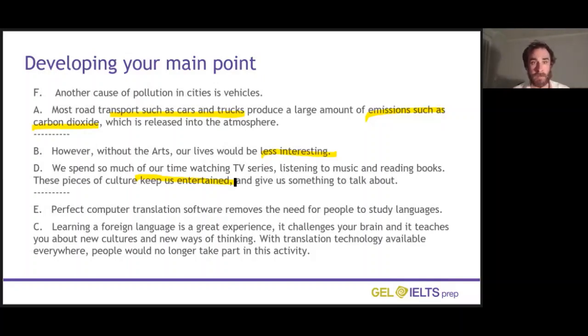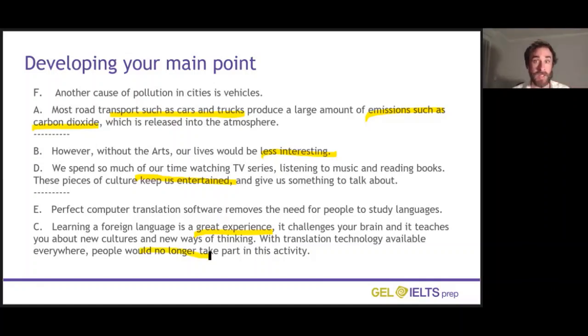For E and C, the topic sentence is, perfect computer translation software removes the need for people to study languages. Is that a good thing or is that a bad thing? Some of you may have different opinions about that. It's not clear to me whether this is a good thing or a bad thing. So what they need to do in sentence C is explain why it's good or bad. So they say, learning a foreign language is a great experience. Okay. It challenges your brain and it teaches you about new cultures and new ways of thinking. So this student is in favor of learning foreign languages. With translation technology available, people would no longer take part in this activity.